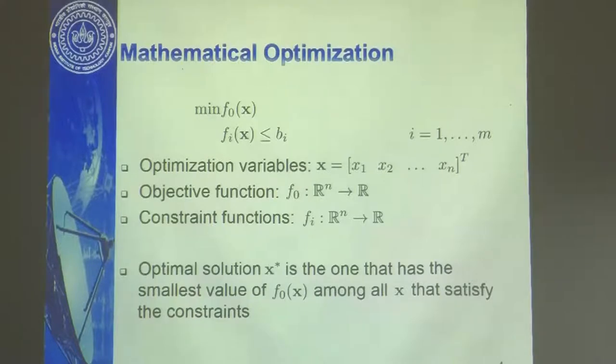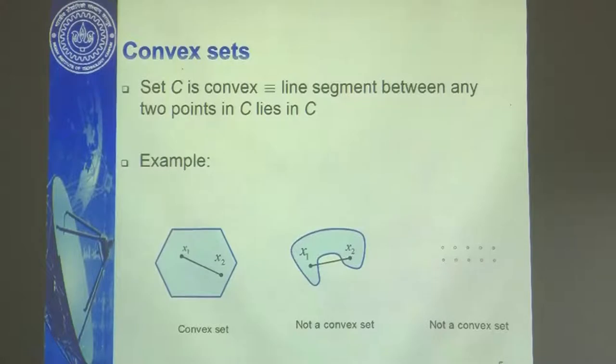Okay? So, as opposed to exponential, it is polynomial. So just a little bit of background. So we'll start with the basic definition of a convex set.